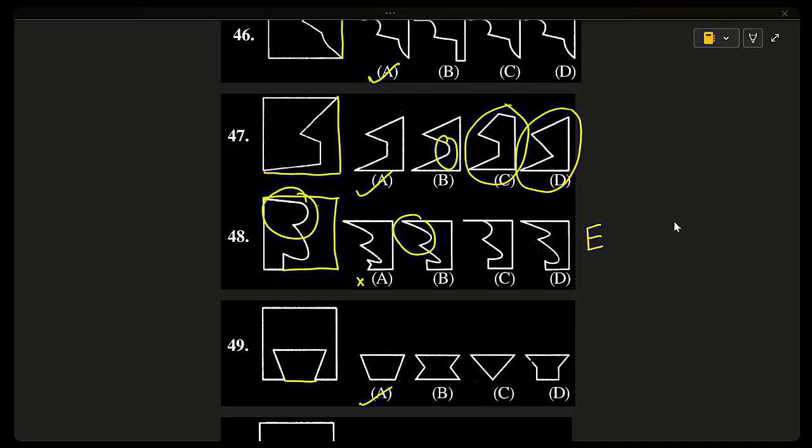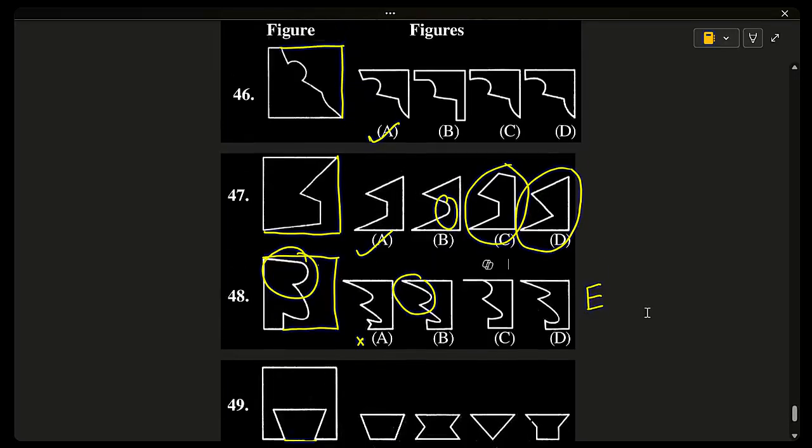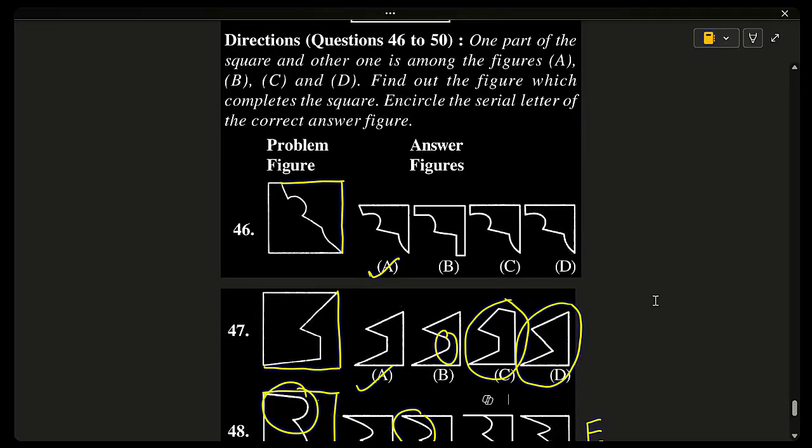Vihan, what is your doubt? Sir, in 46th question, why not C? Yeah, C is also almost similar to A. But in C, I can see this part is somewhat bigger than this part. You can see the difference between them. That is the only reason I go with A. Okay, sir.